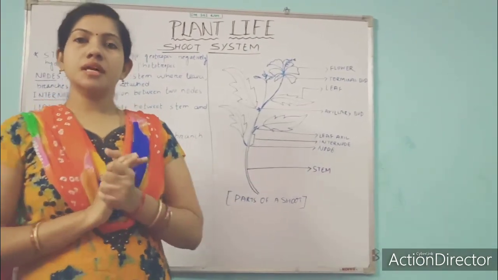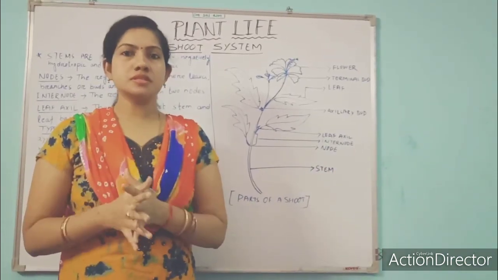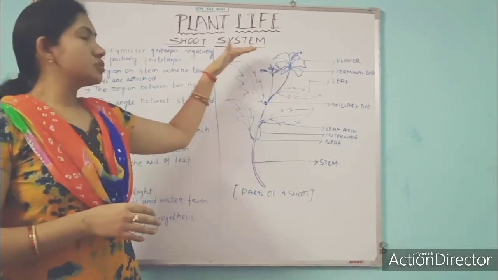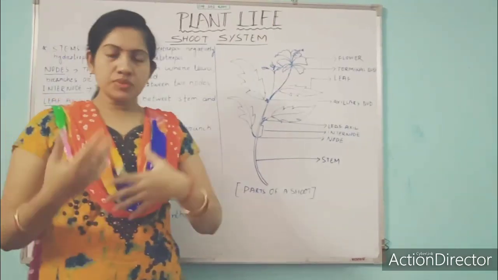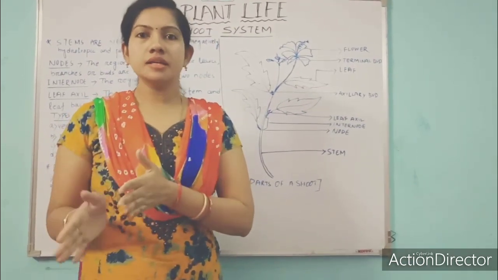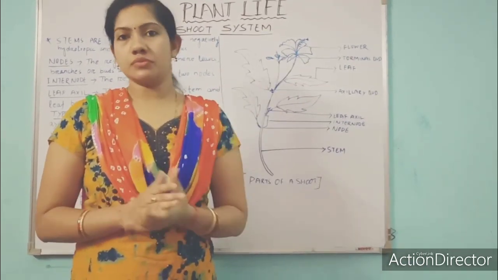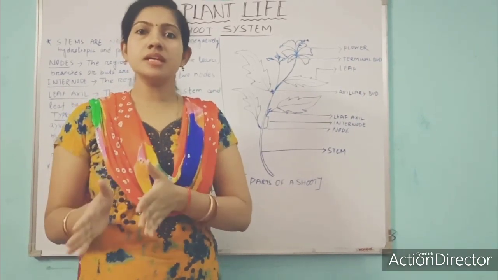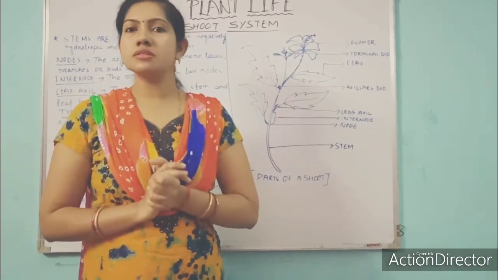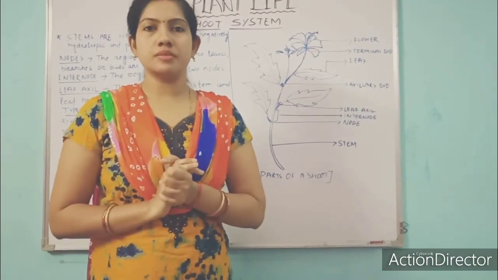One part. There we have discussed the root system in plant life. So today we will discuss the shoot system. As we have discussed, there are two systems in a plant. One is under the ground and another is above the ground. The system which is under the ground is known as the root system, and the system which is above the ground is called the shoot system.